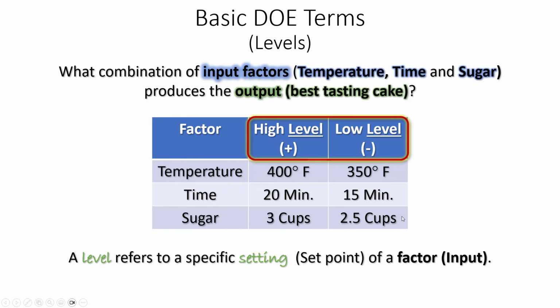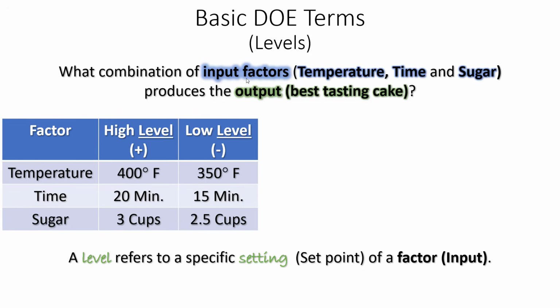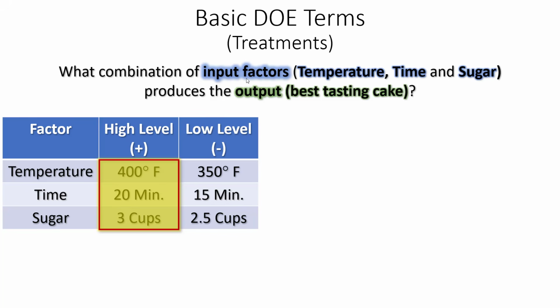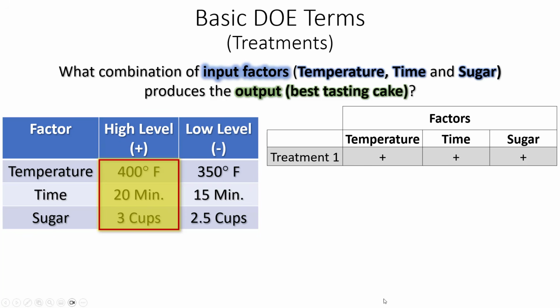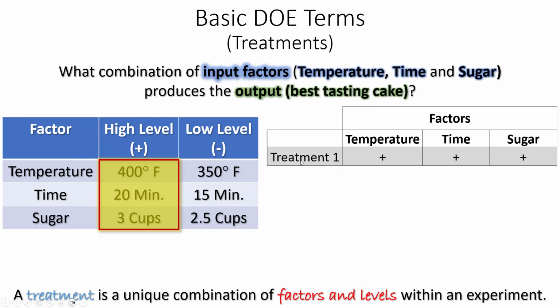Now we essentially need to take all these factors and all these levels to determine what combination of input factors gives us the best tasting cake, okay? And so this is where we're going to start to design our experiment. And so, for example, we might find at the output of our experiment that the best combination of input factors is temperature at the high, time at the high, sugar at the high, okay? And you'll notice here in this design matrix over here, I'm introducing a new term called a treatment. A treatment is defined as a unique combination of factors and levels within an experiment. Treatment group number 1 is temperature at the high, time at the high, sugar at the high. Now, that's not the only treatment group that we're going to run.